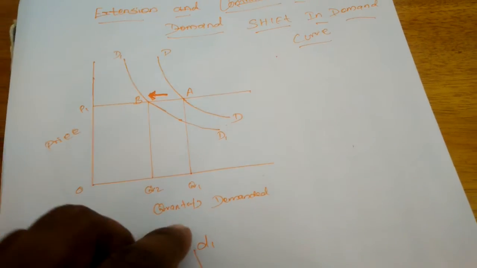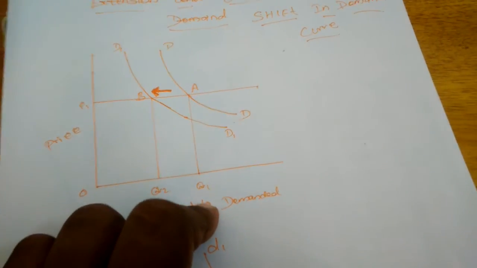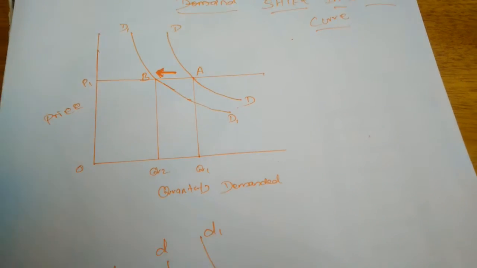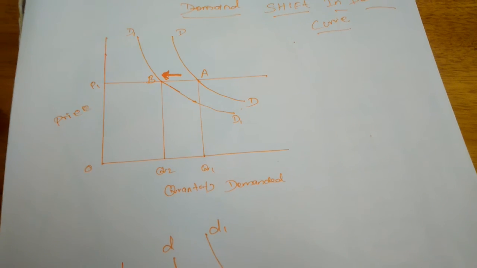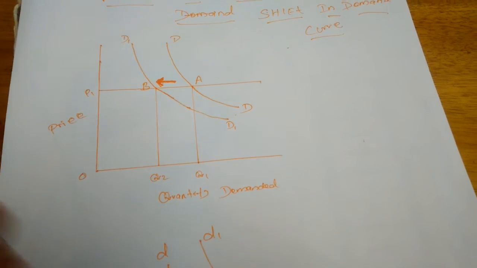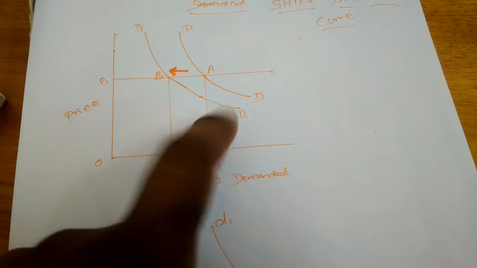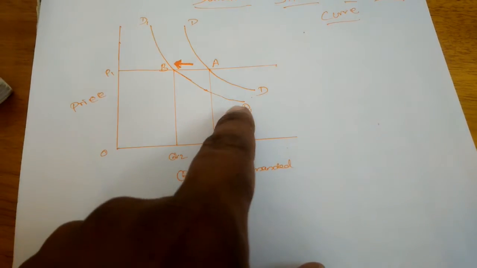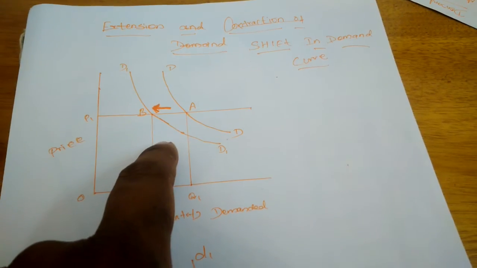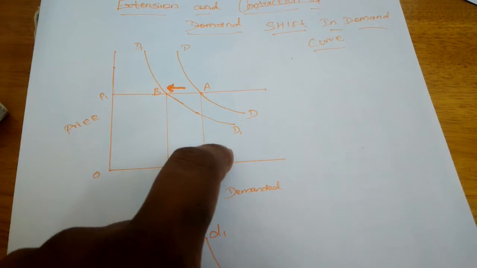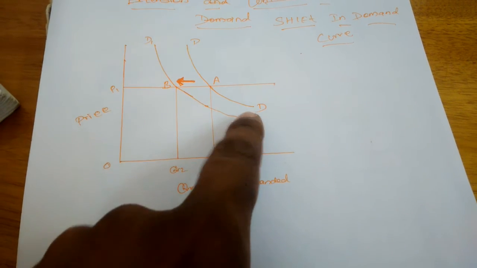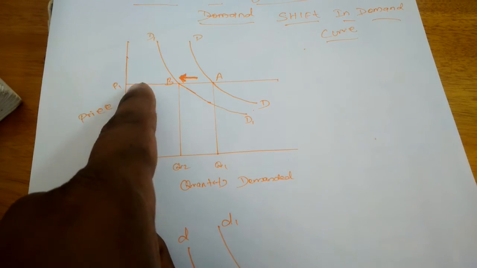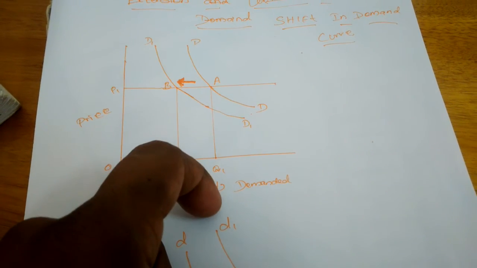Okay, if the taste and preference of the consumer is reduced, or the income is reduced, or any of the determinants we have studied already, then the demand will be reduced from Q1 to Q2. The demand curve will shift from A to B. Normally the demand is OQ1, and the price is also the same. There is no change in any price.